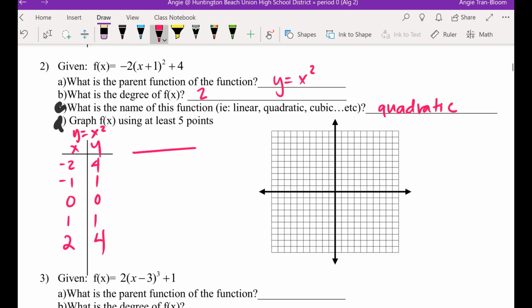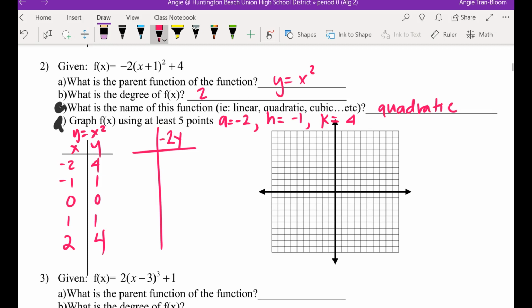Now, you don't have just the parent function. You have a bunch of transformations. So guys, what's your a value for f of x? -2, right? What's your h value? -1. Very good. What's your k value? 4. The a is -2. You have 2 transformations right there. You have a reflection over the x-axis, and you have a vertical stretch by 2. So that -2 is going to change what? Inputs or outputs? Which one, x or y's? Outputs. So that's going to be -2 times y.